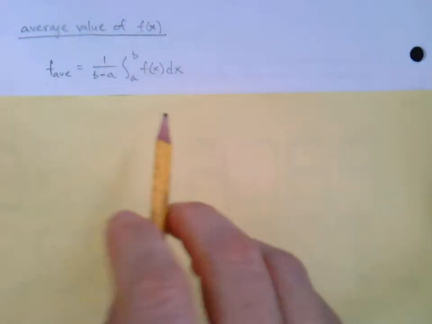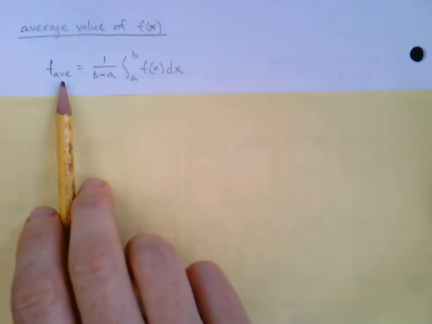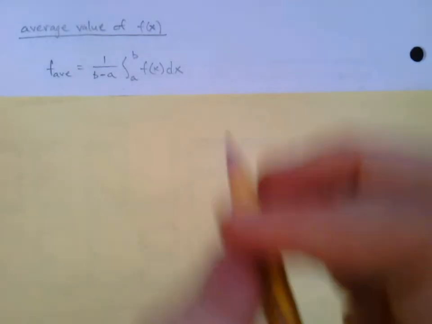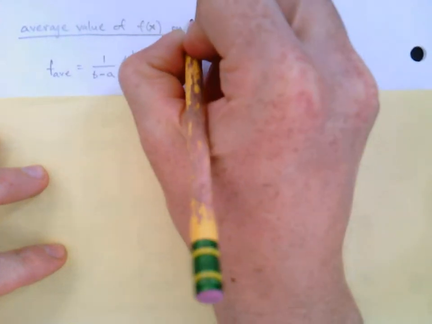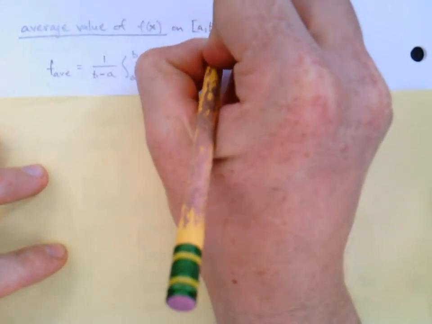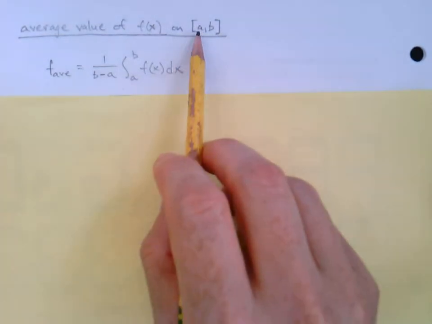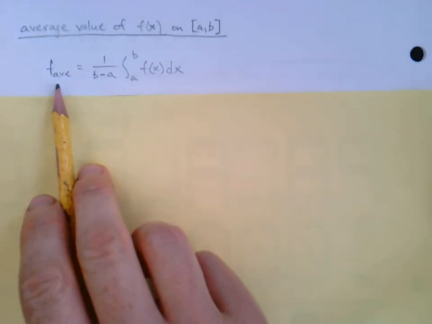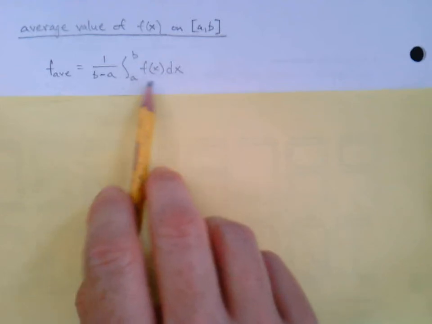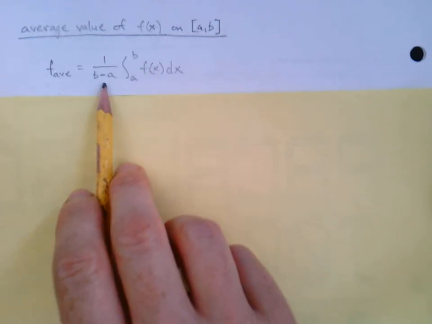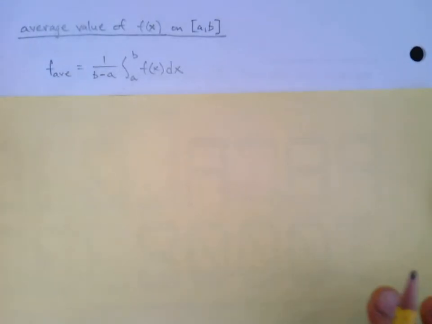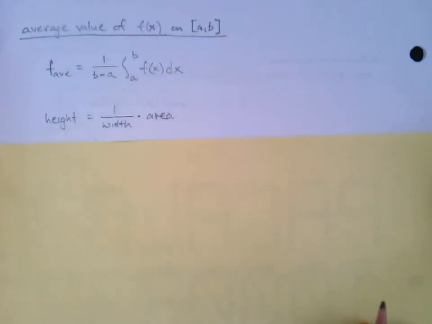So what is up with that? I can find the average value of the function over the interval a to b, if I take my definite integral and then multiply it by 1 over b minus a. What's going on there? Think of it like this.